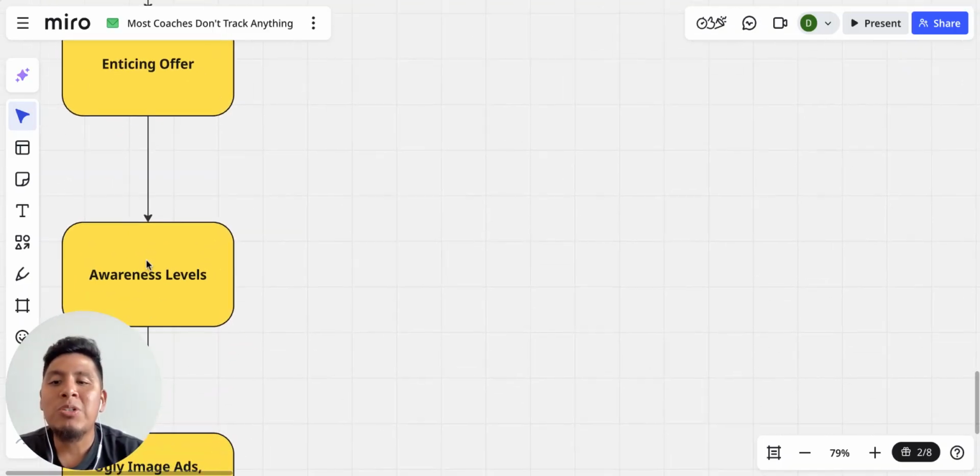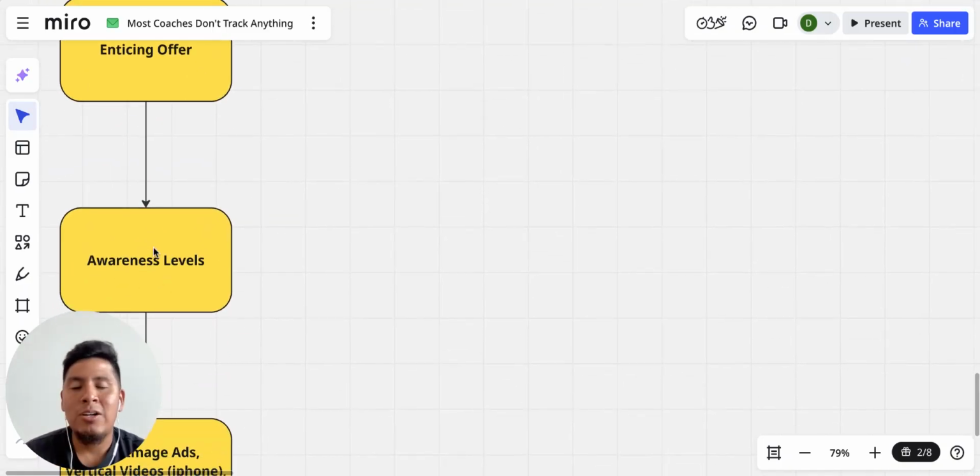Right. Another bonus tip along with this that I just added, honestly, before putting this video out, is you also want to make sure that when you're running Meta ads, you're running different awareness levels. And what I mean by that is most people just try to focus on product aware, meaning they're just putting their offer out there like, hey, you want this, great, take it. You want this, great, take it.